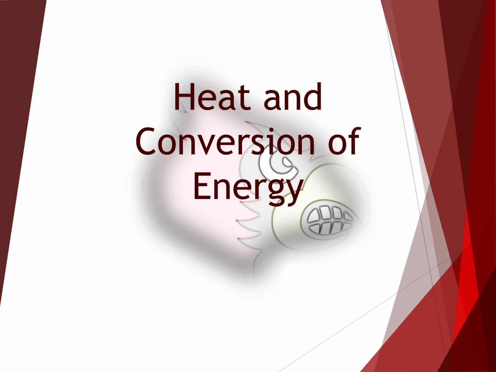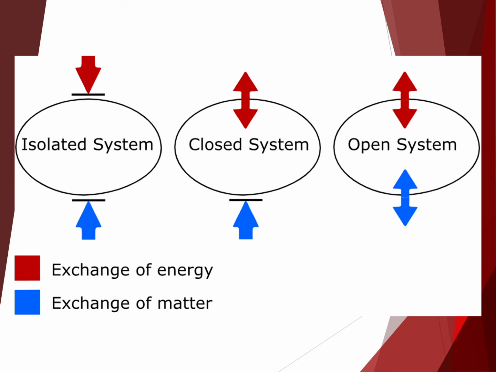Our next main idea: heat and conversion of energy. The law of conservation of energy applies to isolated systems. An isolated system is a distinct region that is closed off from its surroundings, from which no matter or energy can be added or removed. Objects within the system may gain or lose thermal energy, but the system's total energy is constant.